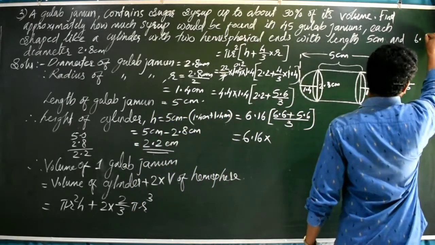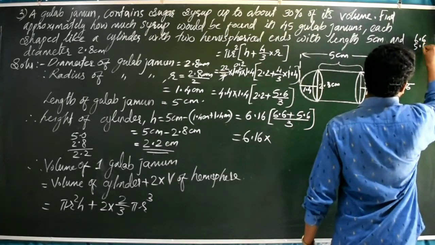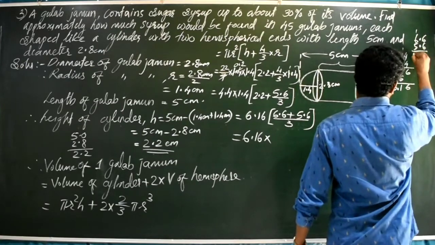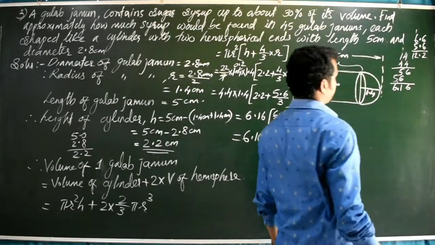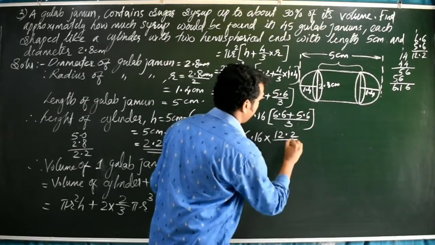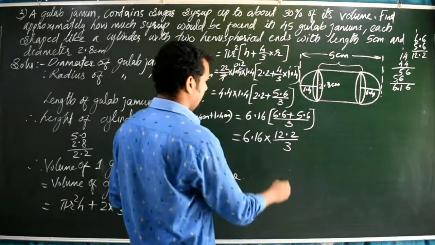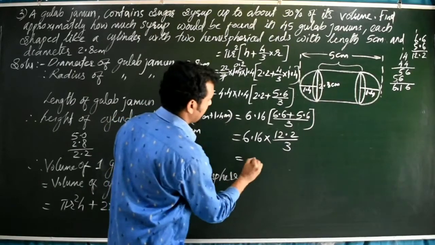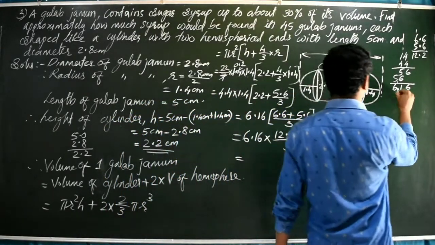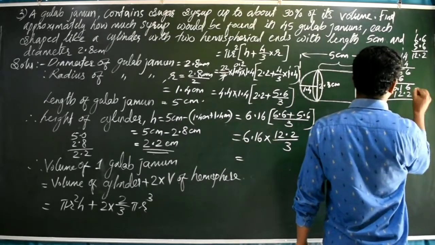6.6 plus 5.6: 6 plus 6 is 12, 2, remainder 1, 1 decimal point, that is 12.2. 12.2 divided by 3. Now we have to multiply and divide 6.16 into 12.2. 6.16 into 12.2, we have to multiply.